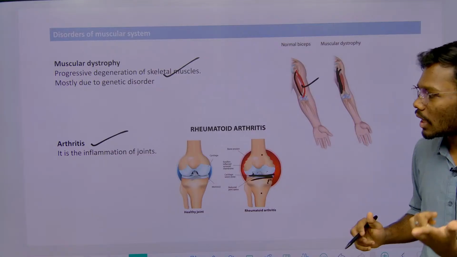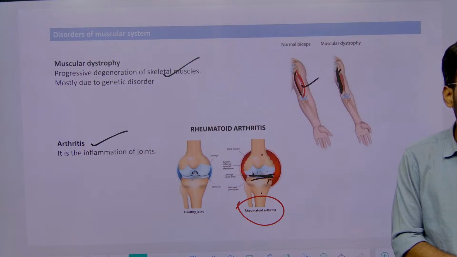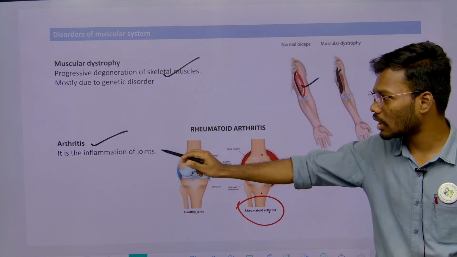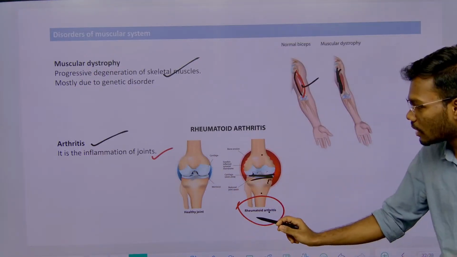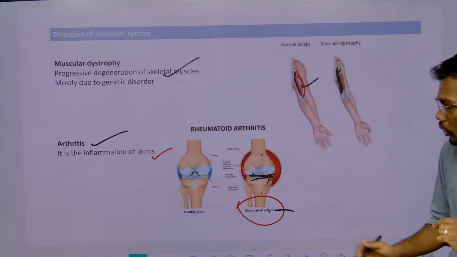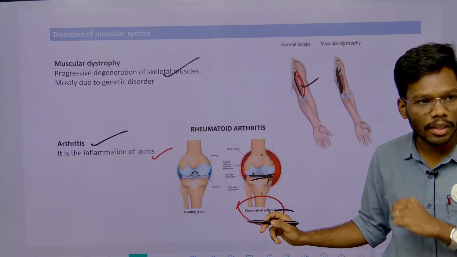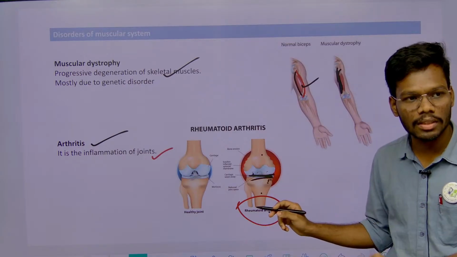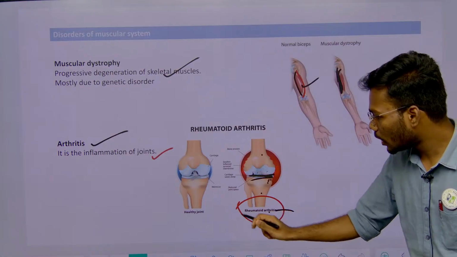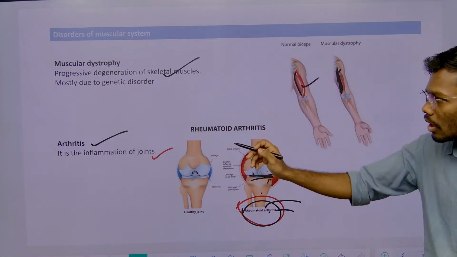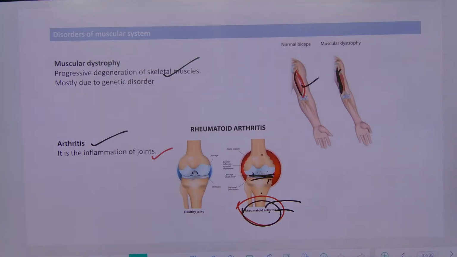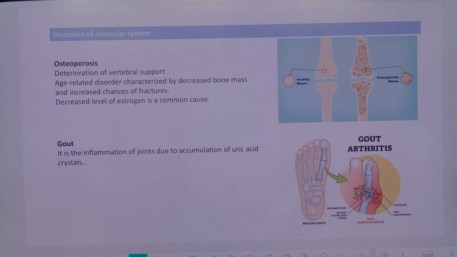And there is another condition called rheumatoid arthritis. Rheumatoid arthritis is different. Arthritis is nothing but inflammation of joints, whereas rheumatoid arthritis is an autoimmune disorder. Autoimmune disorder is nothing but our immune cells detect our own cells and destroy them. That is called autoimmune disorder. Rheumatoid arthritis is an autoimmune disorder. Arthritis is generally inflammation of joints. So the next one, there is one more disorder.